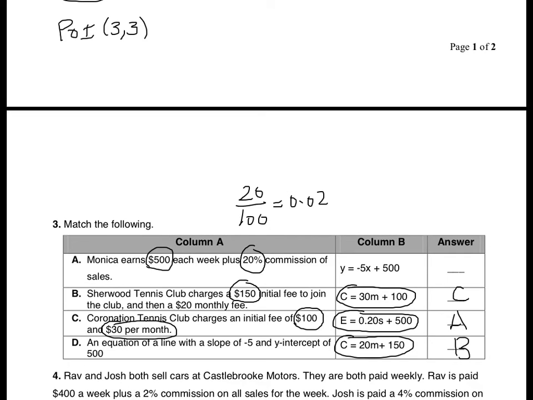So this is C. The last one says an equation of a line with the slope of -5 and a y-intercept of 500. It is obvious that the slope is -5, which is here, and the y-intercept is 500, which is here, so this corresponds to B.